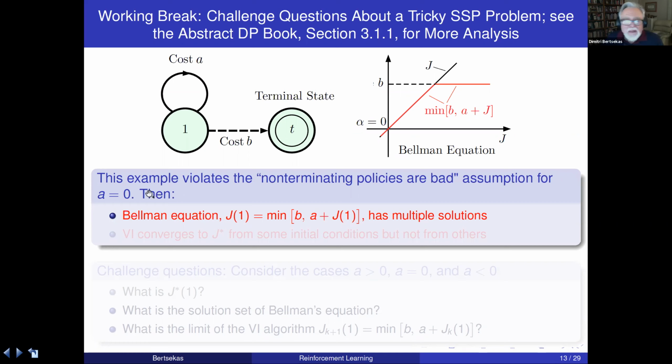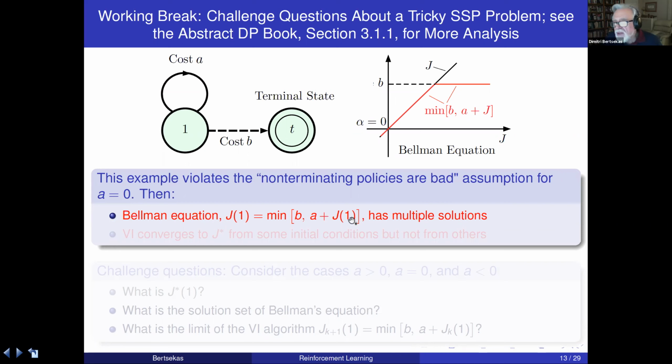The other thing is that this policy here violates the non-terminating policies are bad assumption. Why? This is a non-terminating policy, but it has cost 0 if A is equal to 0. So it doesn't have cost infinity from the one initial state that we have here. So this example violates our assumption.